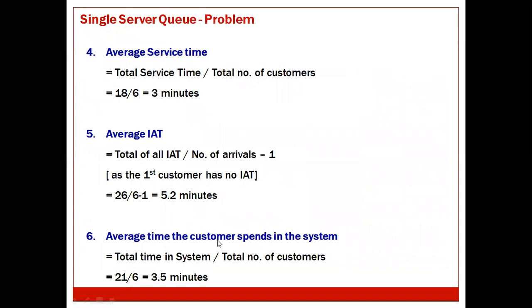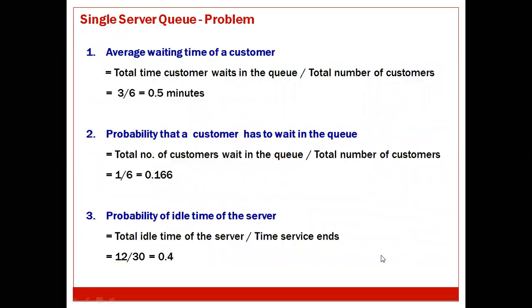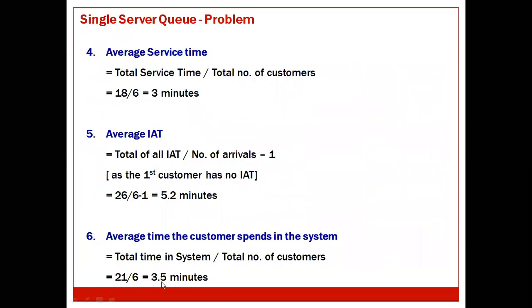And then average time the customer spends in the system is total time in system divided by total number of customers. So total time in the system is 21 here. So 21 divided by 6, that is 3.5 minutes. So this is how you will be calculating the values by generating the tables.